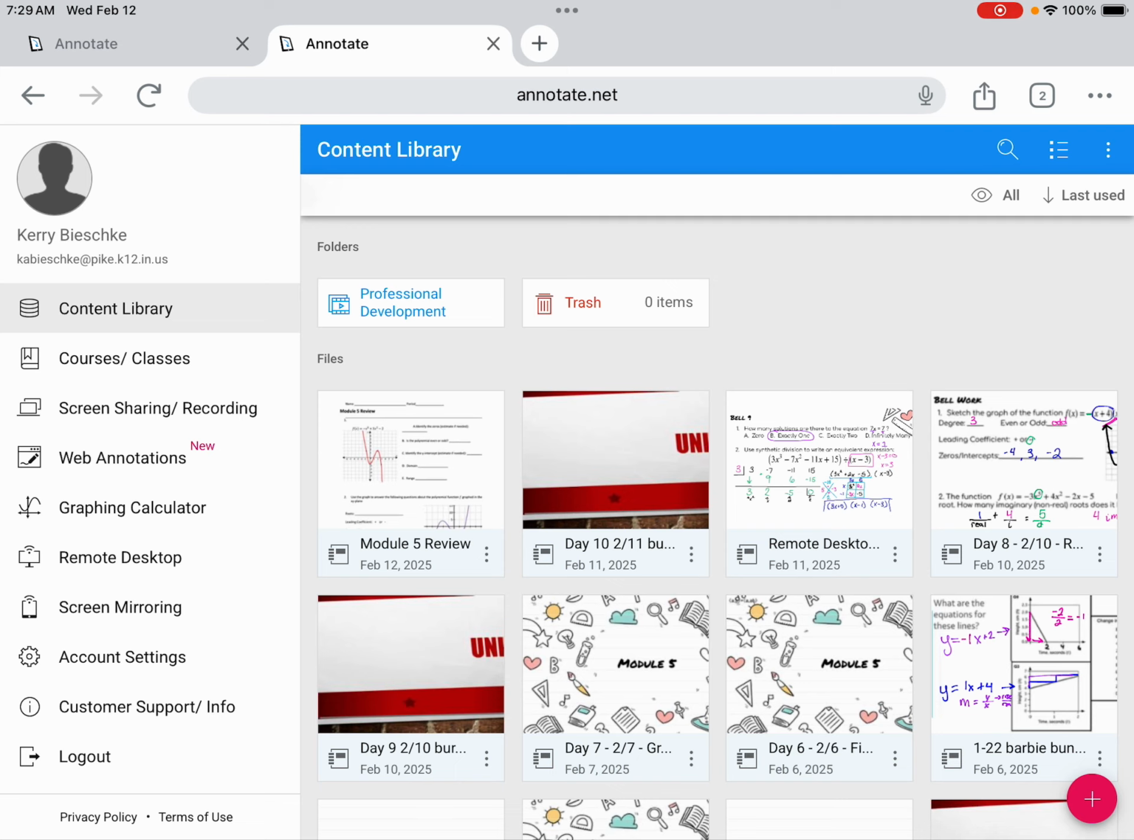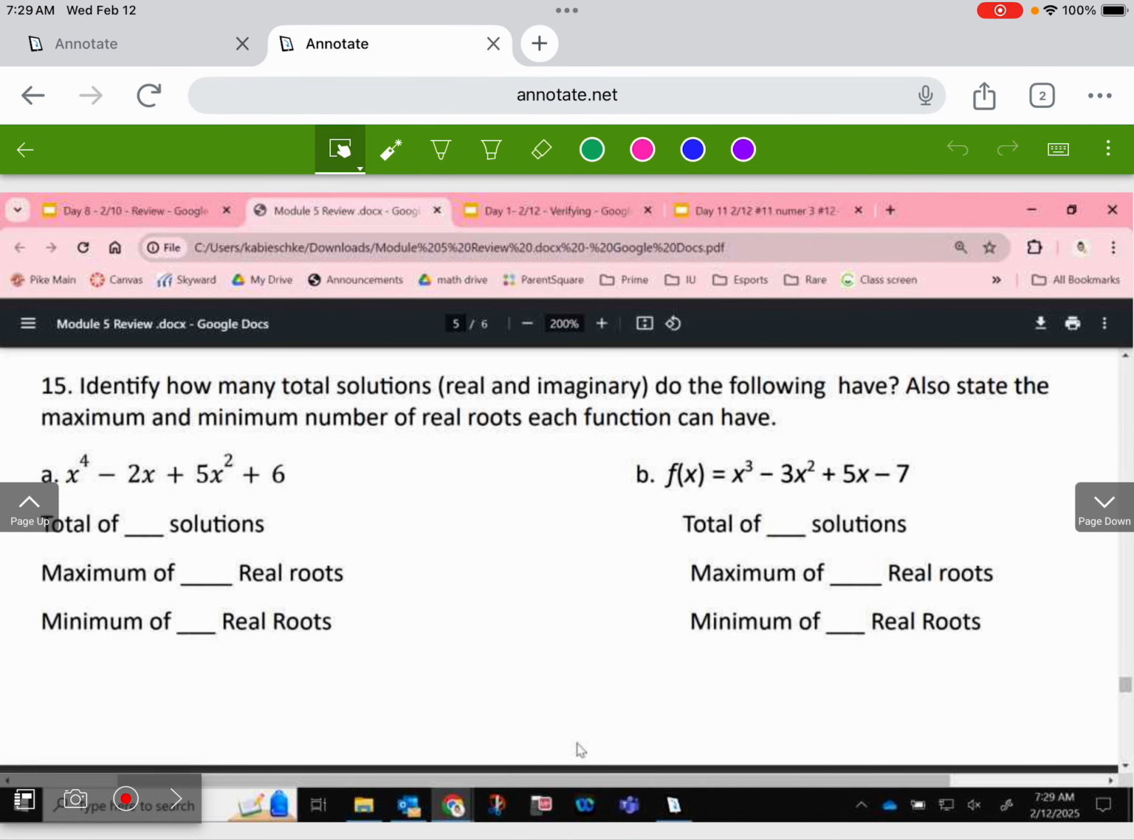So we're looking to see our total number of solutions. First things first, looking at A over here, how do we know how many solutions this could possibly have? The most solutions it's going to have. 4, yes. It's always going to be that degree. So this is going to have a total of 4 solutions.